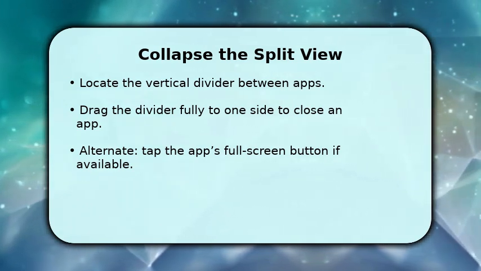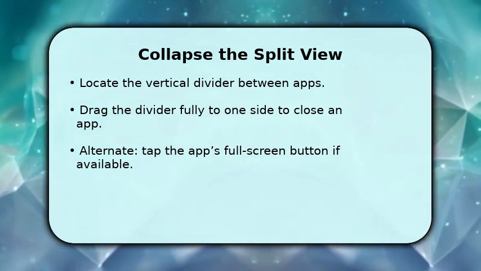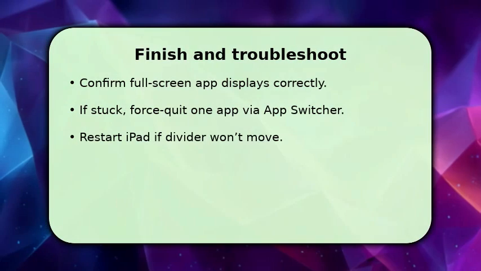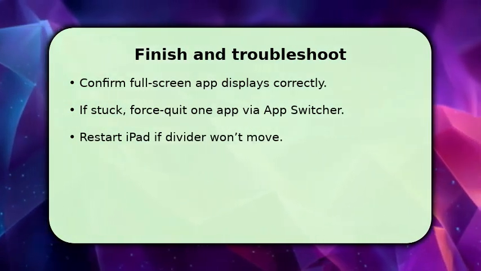If an app shows a full screen control in its title bar, you can tap that instead to return to one app quickly. Finish by verifying the remaining app is truly full screen and responsive. If you still see two apps, try a quick fix.